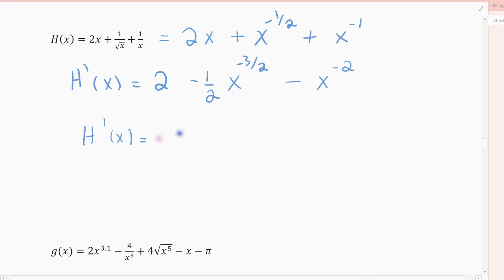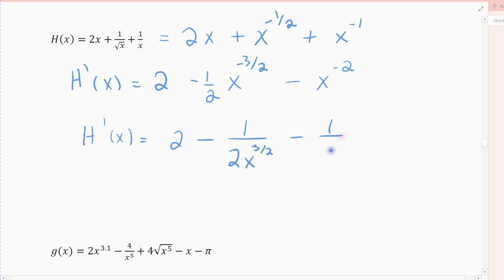So this would be rewritten as 2 minus, this is going to move down here with the 2, x raised to the 3/2. Oops, I forgot my 2. Move down there with the 2. I said it, I didn't write it. So 2x to the positive 3/2, right? When I move it down with the 2, it's no longer a negative.